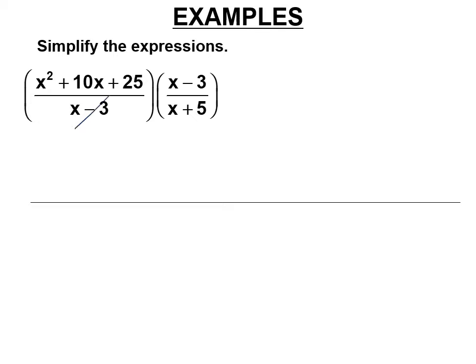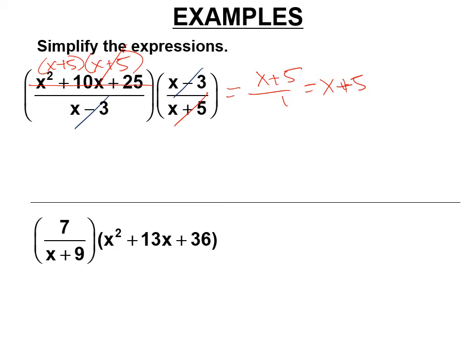Okay, we can cancel the x minus 3s right off the bat. Now we're looking for an x plus 5 from right there. That is x plus 5 times x plus 5. So I can cancel one of those x plus 5s. I get x plus 5 over 1, which is x plus 5. Right, now this is over 1, right?